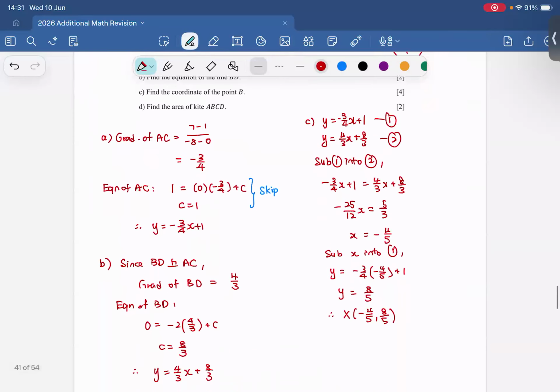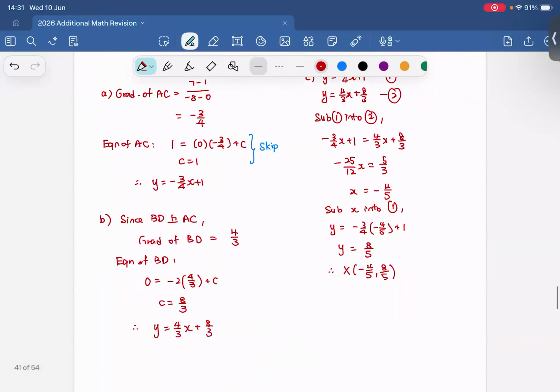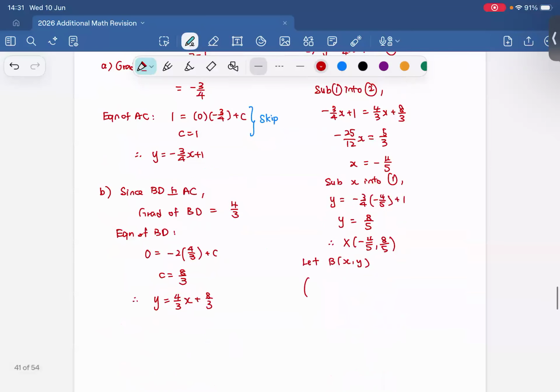So now I got X already. We let coordinate B be (x, y). And you use your midpoint formula. The midpoint of BD will be (negative 2 plus x over 2, y plus 0 over 2). The midpoint of BD will be equals to your X. Okay, so now you take them out and solve separately.